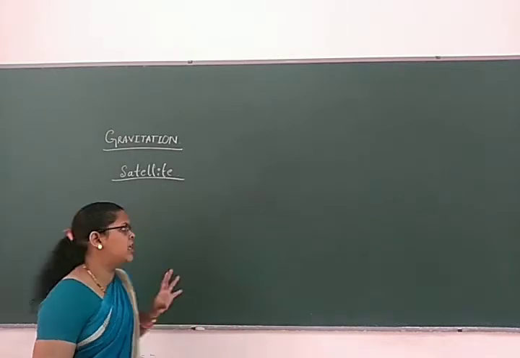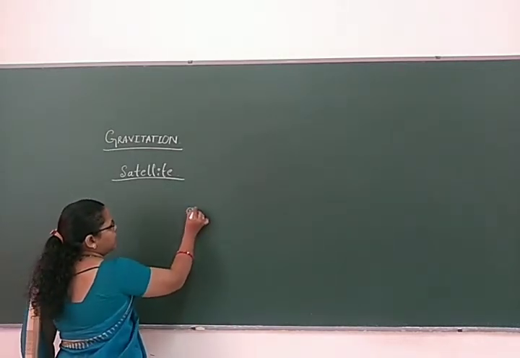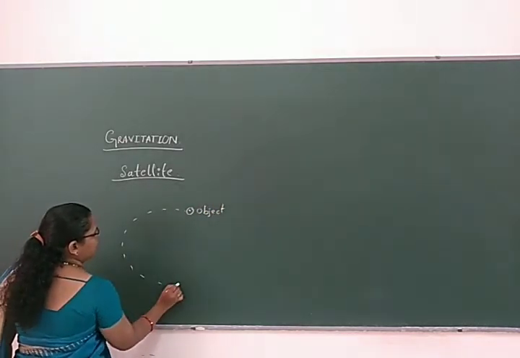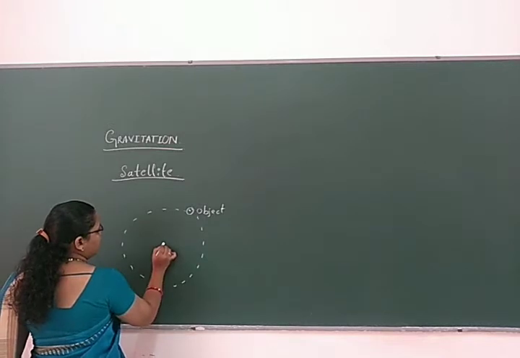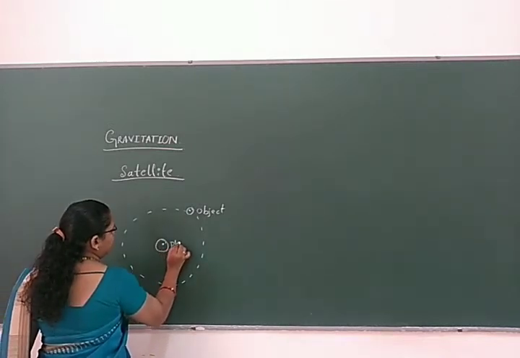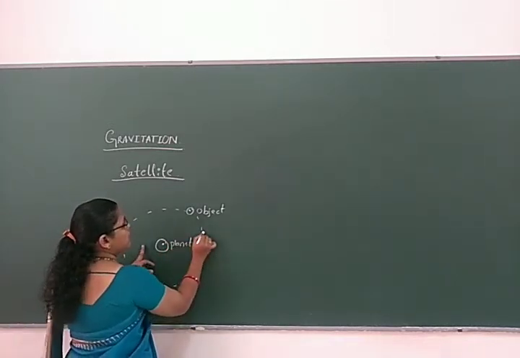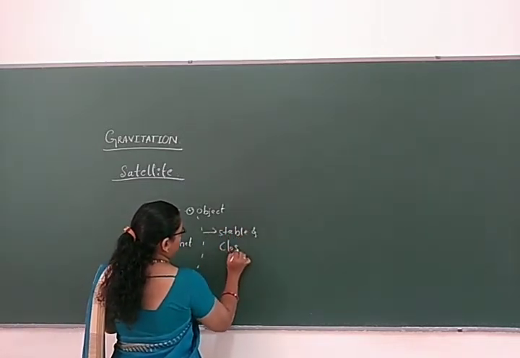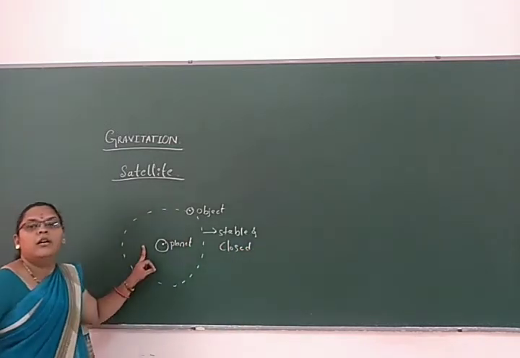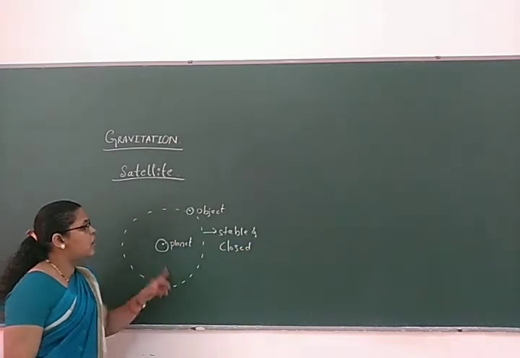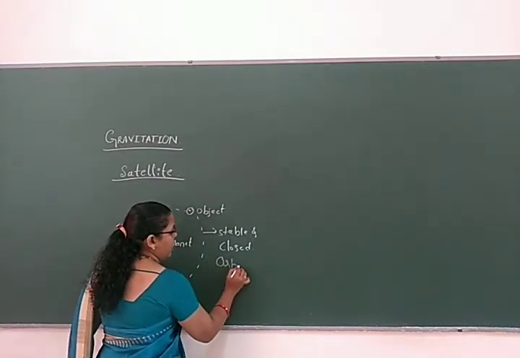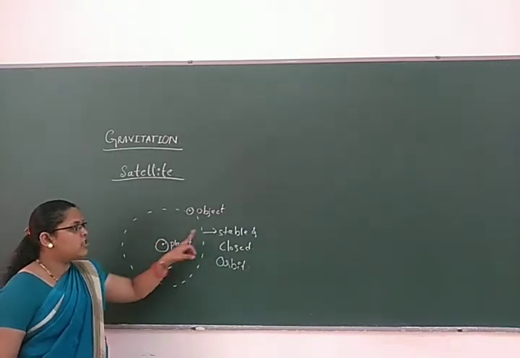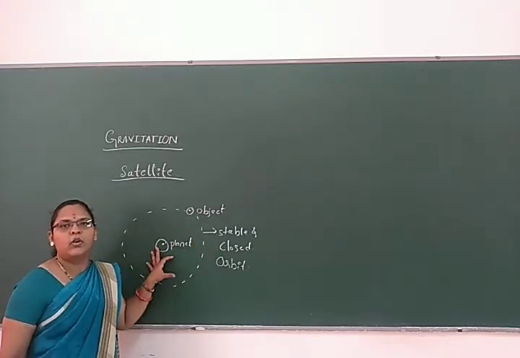It is one of the objects. Let us consider this is an object here. It is revolving in uniform circular motion around the planet, any planet, in a stable and closed orbit. You can say that a satellite is an object which is revolving around the planet in a stable and closed orbit. That is called a satellite.